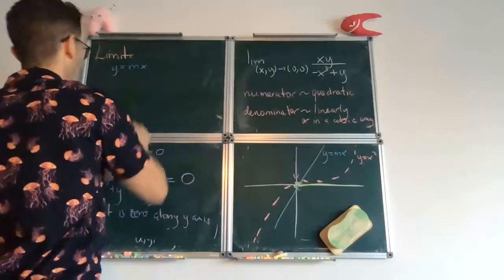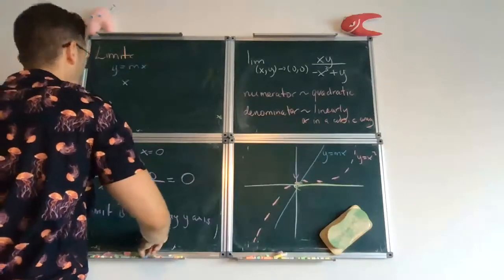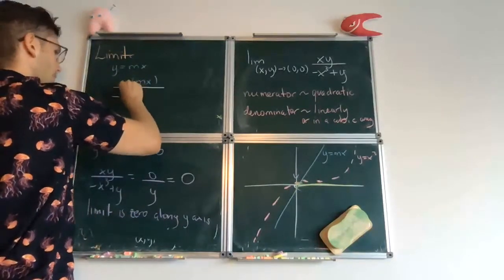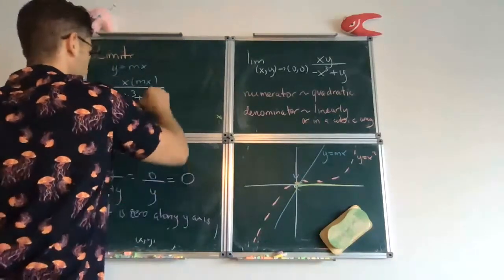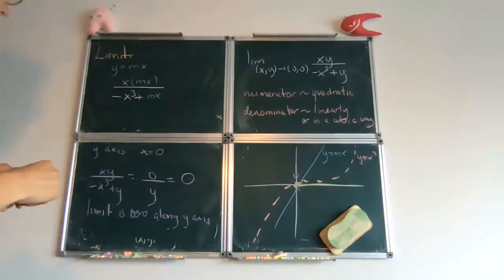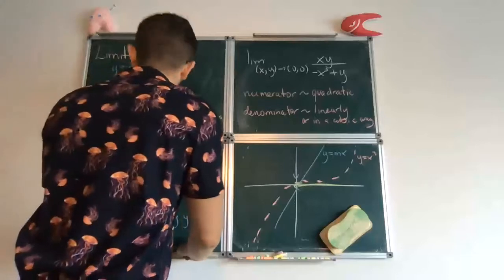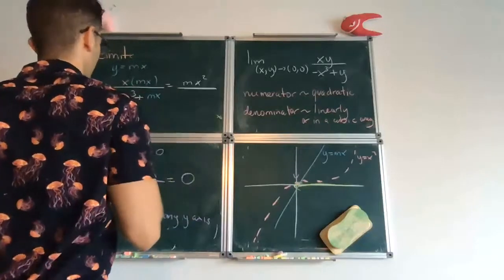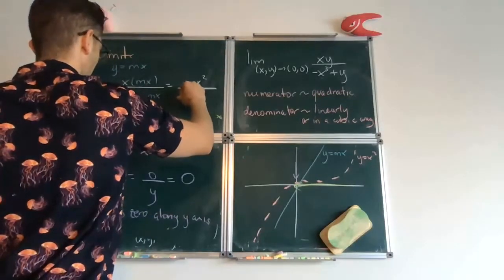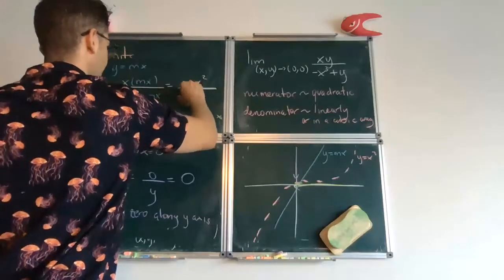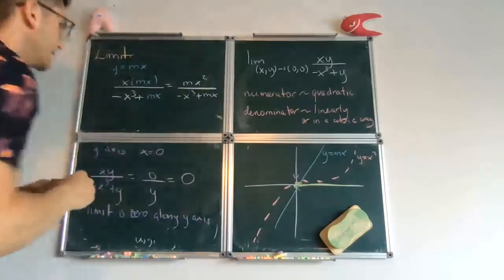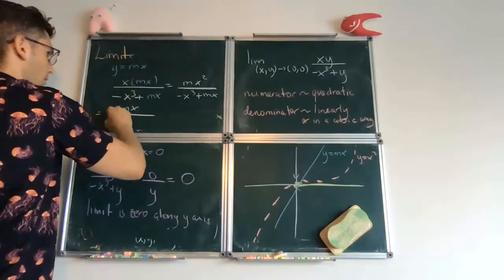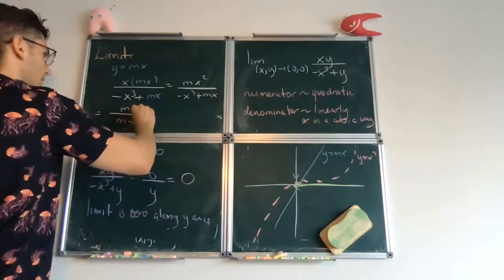You get x times mx divided by minus x cubed plus mx. And so that gives you mx squared divided by minus x cubed plus mx, and you can cancel the x, and so this gives you mx over m minus x squared.